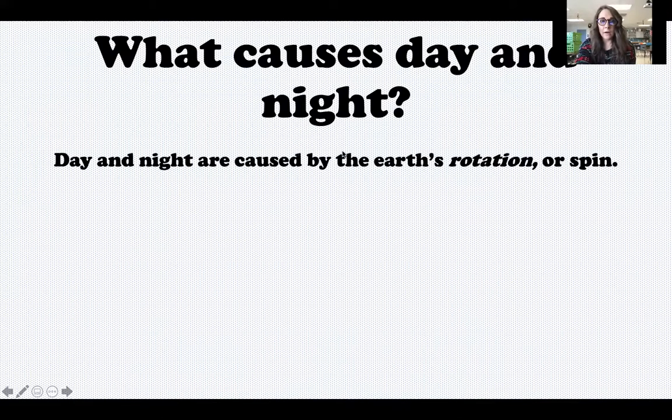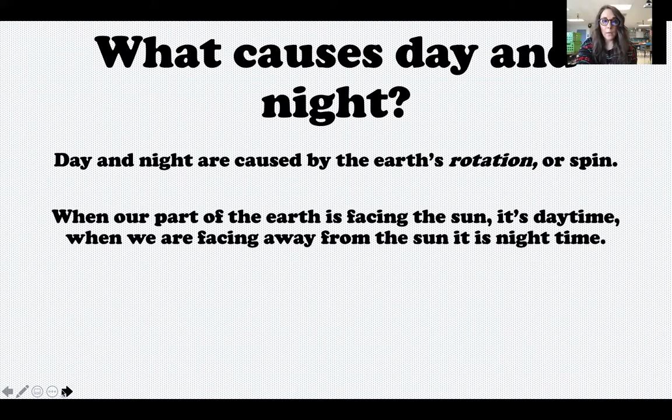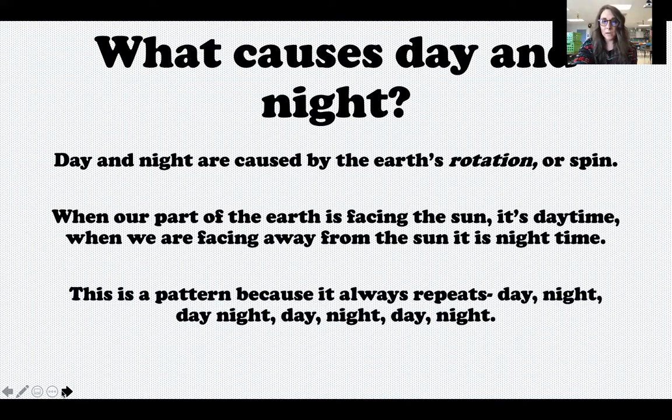So day and night are caused by the Earth's rotation or spin. So everybody say rotation. Good. Rotation is a science word that means spin. When our part of the Earth is facing the sun, it's daytime. When we're facing away from the sun, it's nighttime. That's what causes day and night.